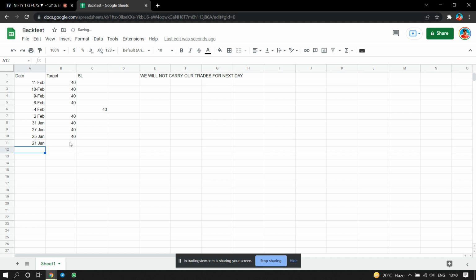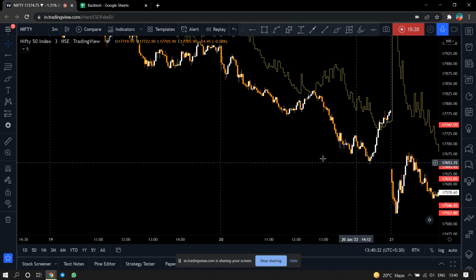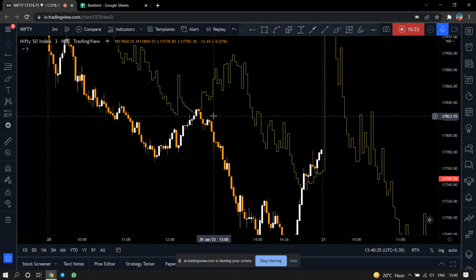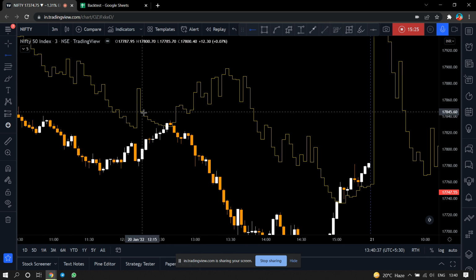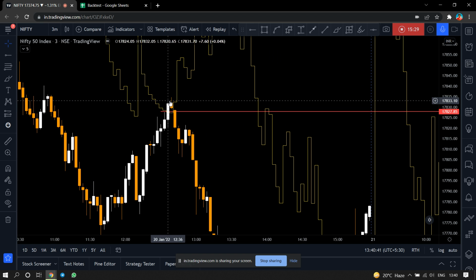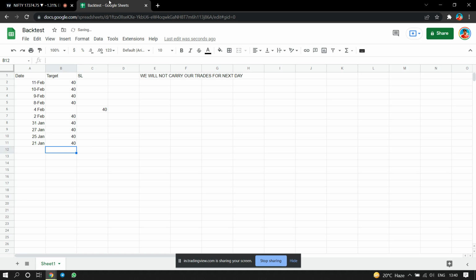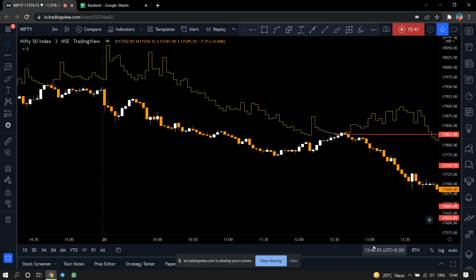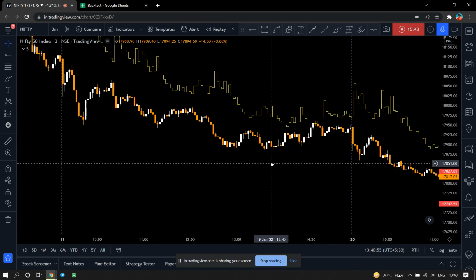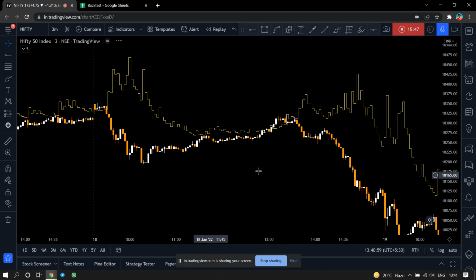So I'll mark that as well, 40 point target. Now we could keep on going about it. Here also you will see this was one of our failed trades. Here it gave a closing above the breakout point and it immediately started going south. So on 20th January, I'll mark this as a stop loss. We can go on testing it more and more, but you will see it will eventually be working everywhere.